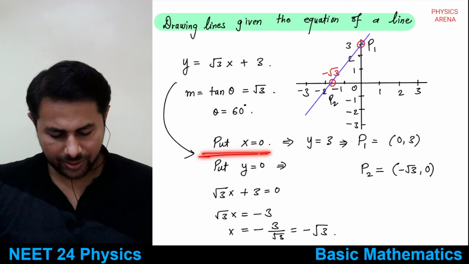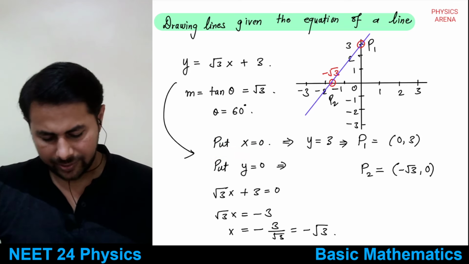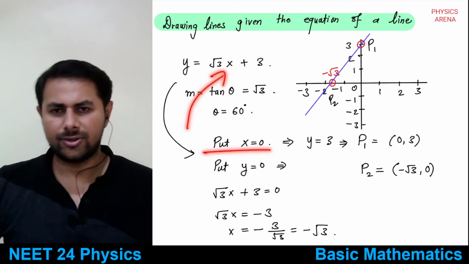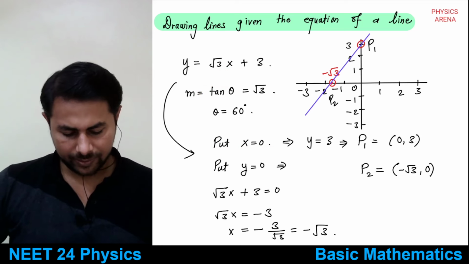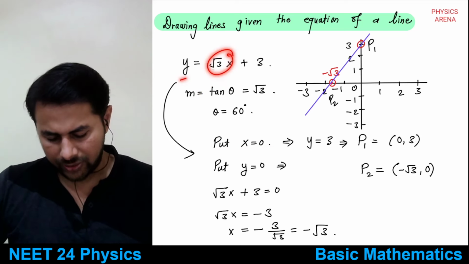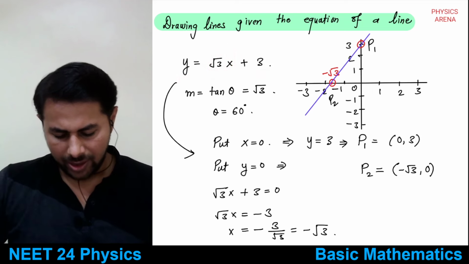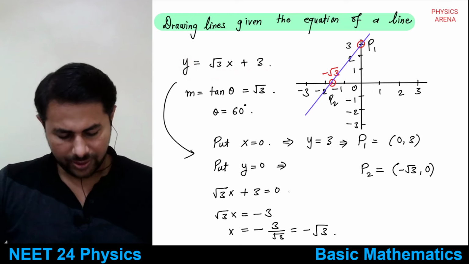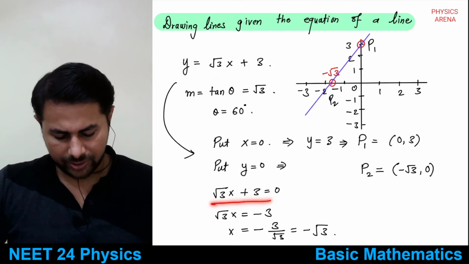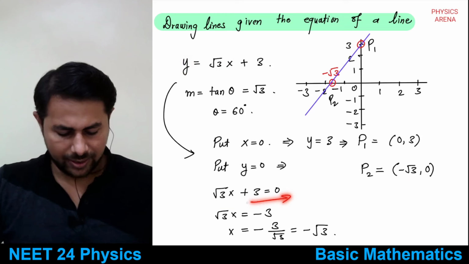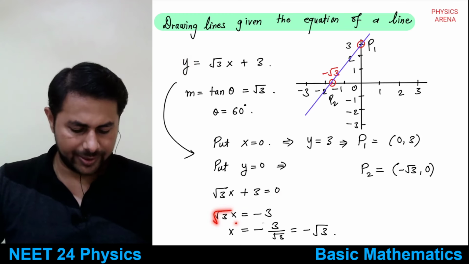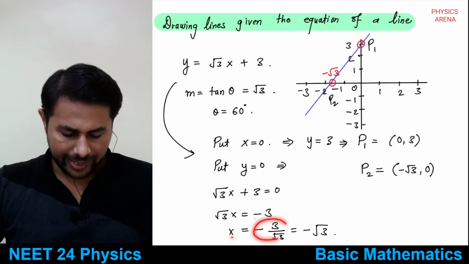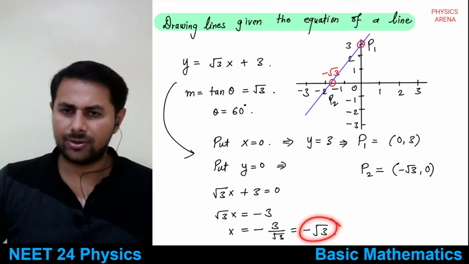Put x equal to 0 here, so you will get one point. What's the value of y? If you put x equal to 0, you get y equal to 3, so that is the y-intercept. If you put y equal to 0, then you get root 3x plus 3 is equal to 0. Then you take this 3 to the other side, then you get root 3x equal to minus 3, and therefore x is equal to minus 3 by root 3, that is minus root 3.